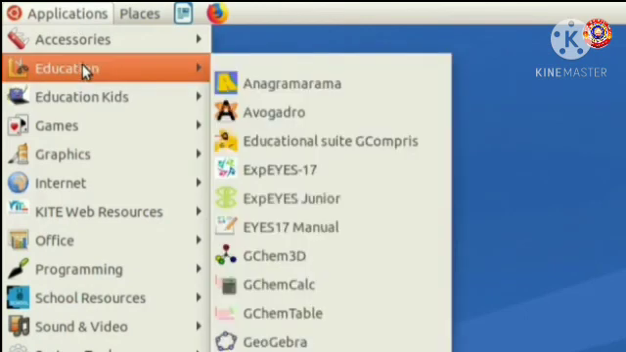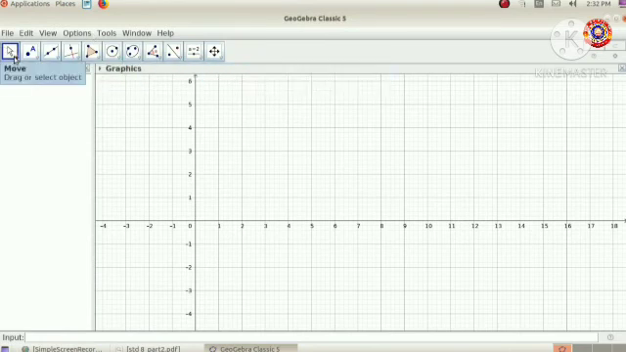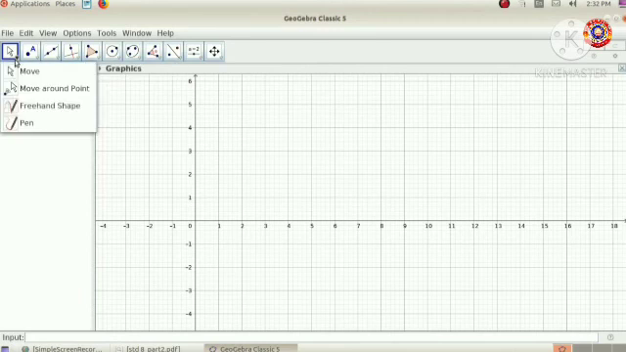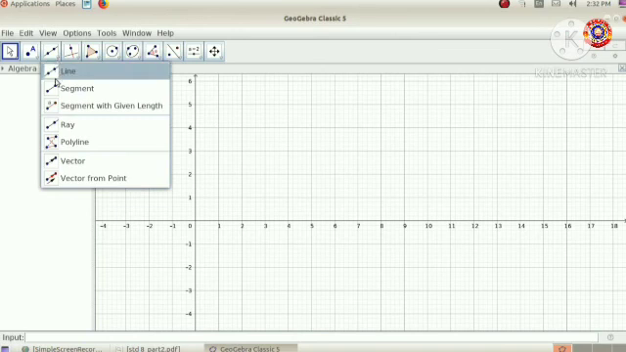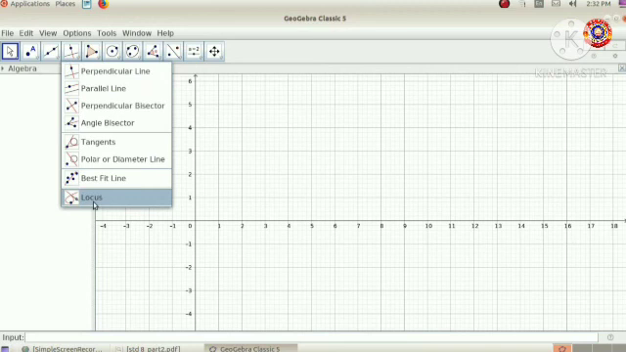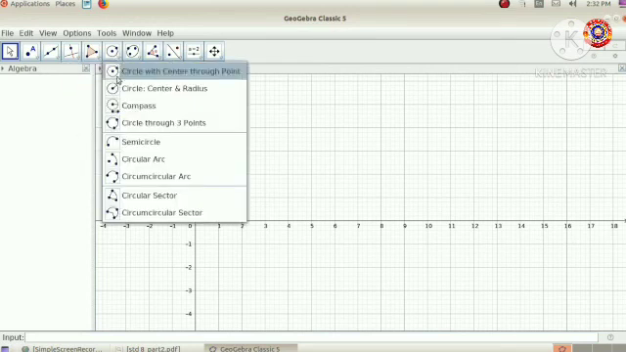The opening path is Applications, Education, Geogebra. Okay, this is the main window of Geogebra. Here we can see the menu bar and tool groups. This is the group of tools relating to movement. Then this is the tools related to points. Then the third group is related to line or line segments. The fourth group is related with perpendicular and parallel lines. Fifth group is related to drawing of polygons.